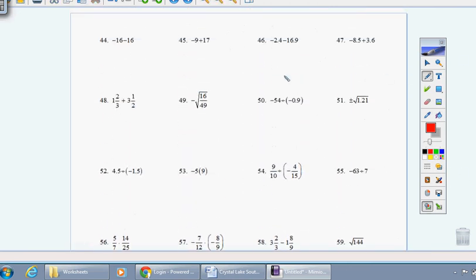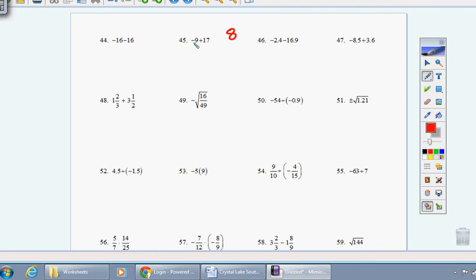Alright, let's go to our last page now. We have negative 9 plus 17. So again, you could think of it in terms of a number line, where you're at negative 9 and you're increasing by 17, so you're going to get an answer of positive 8. Or, let's do our trick.